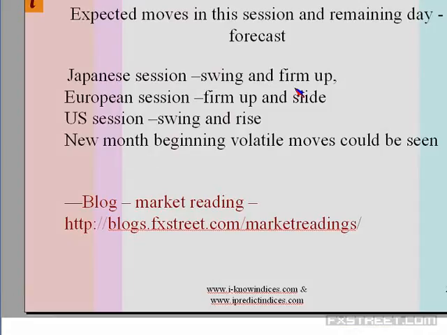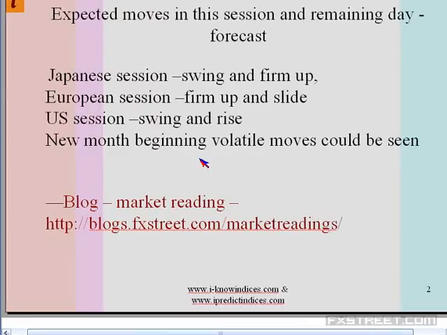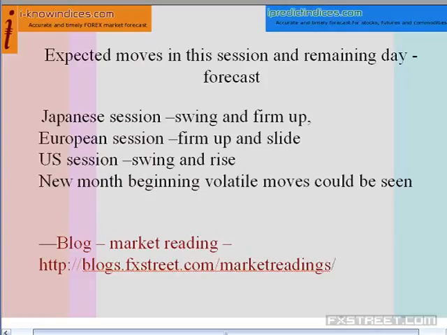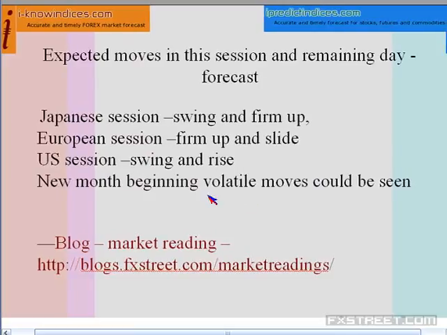During the Japanese session, swing and firm up moves are expected. And during the European session, firm up and slide moves are expected. Then in the US session, swing and rise moves are expected. So there could be some amount of volatile moves, but not to the level of Friday. They will not make induced downward soften or induced upward soften. They will make very quick movements or swings, and you can make use of it for swing trade.